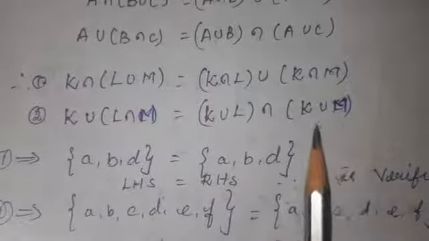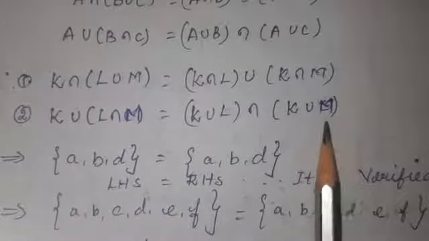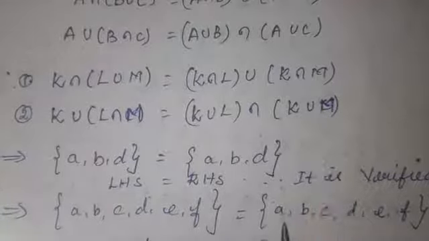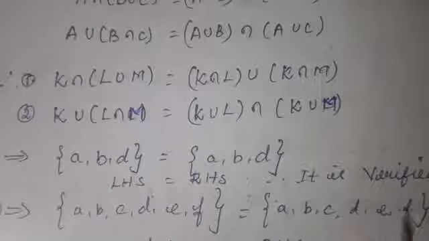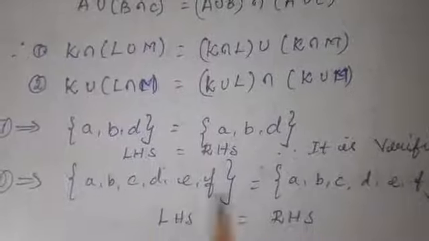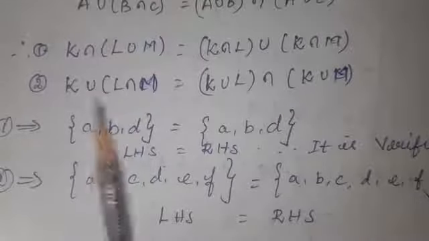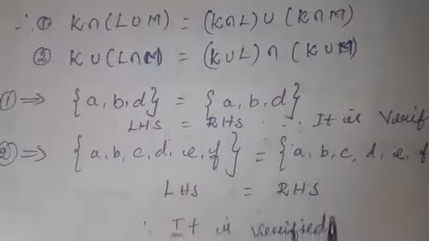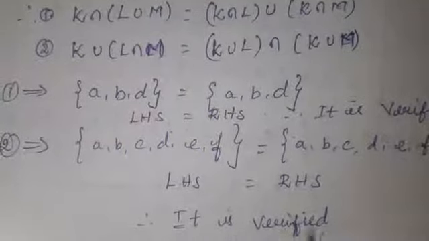This one is what they are asking us third. That answer I have written here: A, B, C, D, E, F. When you see this, both are equal. That means LHS is equal to RHS. Therefore, it is also verified.